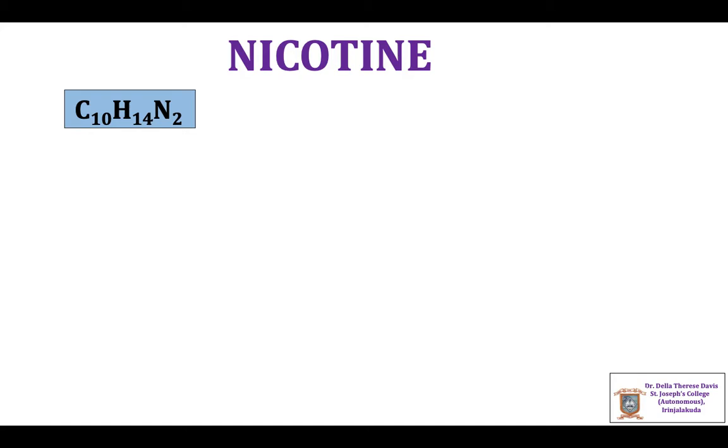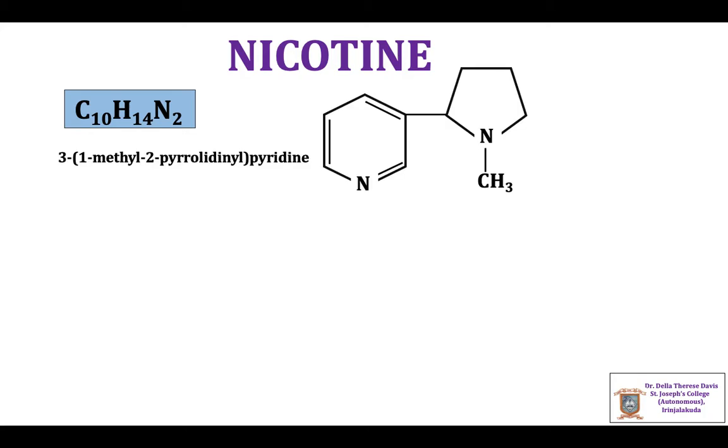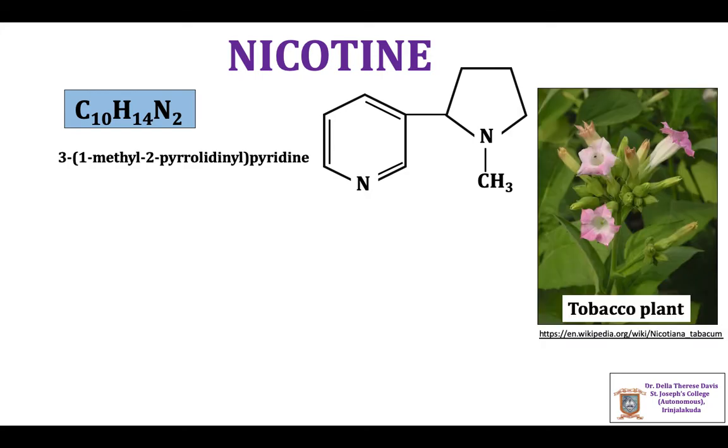Nicotine is an example of a pyridine pyrrolidine alkaloid with the molecular formula C10H14N2. The structure is shown here. It has a pyridine heterocyclic ring and a pyrrolidine heterocyclic ring. The chief source of nicotine is the tobacco plant.